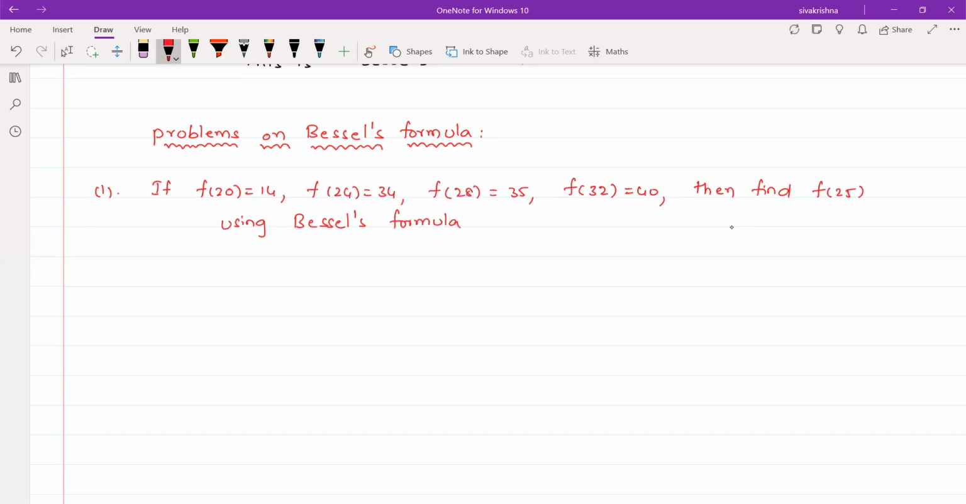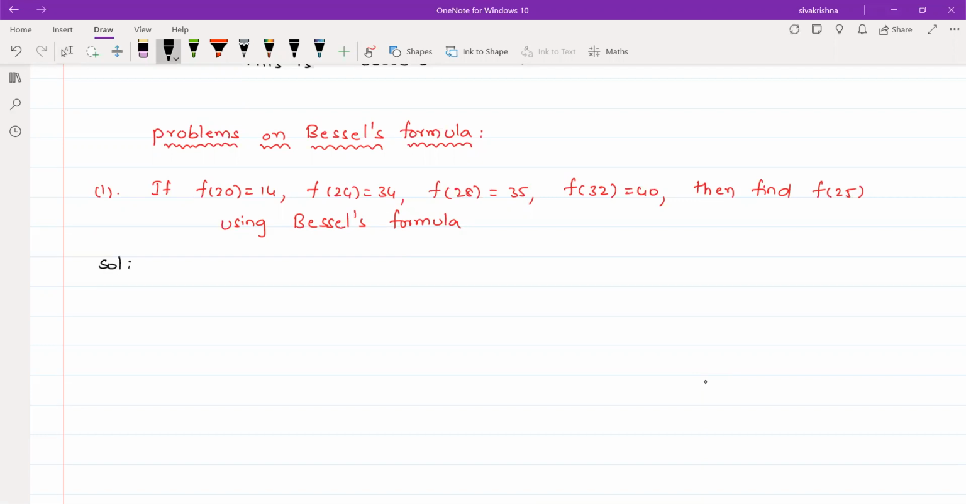Okay, so here the x values are 20, 24, 28 and 32, and the corresponding y values are 14, 34, 35 and 40. We have to find the value of f of 25 by using Bessel's formula. So once again, here also we have to choose x naught. Since we have to find f of 25, and 25 lies in between 24 and 28, we can choose any of the values as x naught. But here I am choosing x naught as 24. Okay. So coming to the solution.